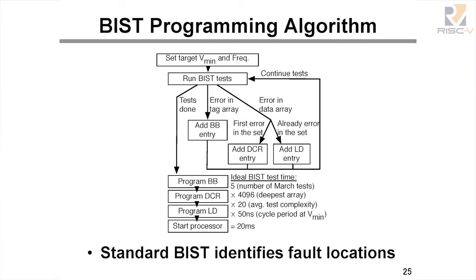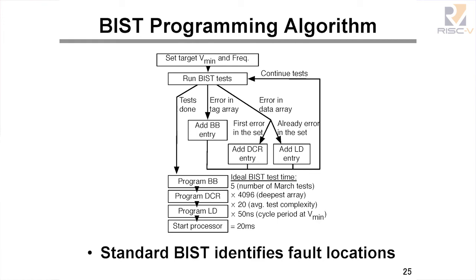This is the BIST programming algorithm. So those results before were without reprogrammable redundancy enabled. And now we sweep voltage and frequency and run the SRAM BIST tests. If we find an error in the data portion, we first use DCR, because that's the least expensive way to repair the bit. And then we keep running the BIST tests. If we detect another error, and there's already a redundancy address programmed for that region of bits, we need to disable the way. And then if there are any errors in the tag array, we use bit bypass to fix those.